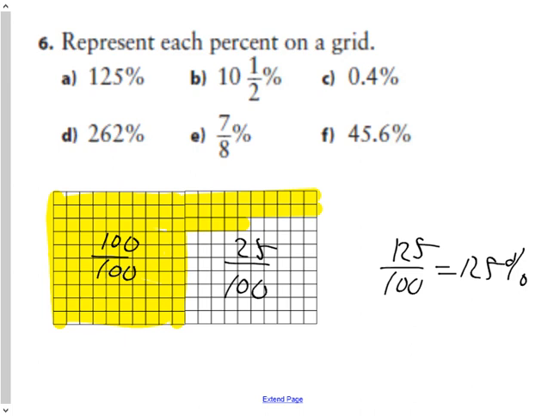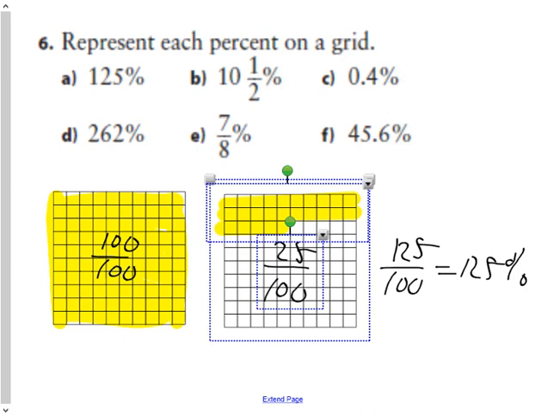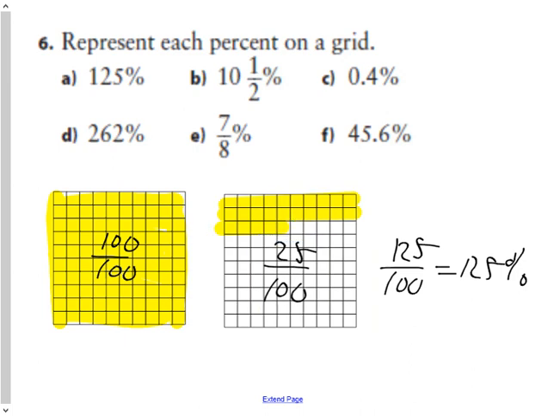And our answer here would be 125 out of 100, because of the whole unit, I would have less than one full unit shaded in. But when I separate them, my denominator is just 100.